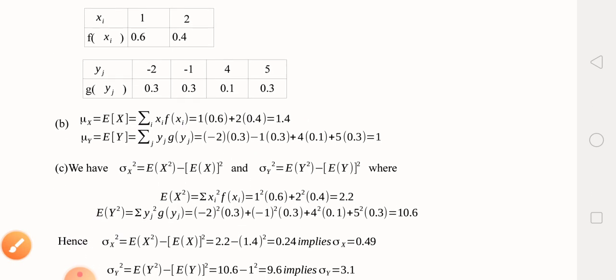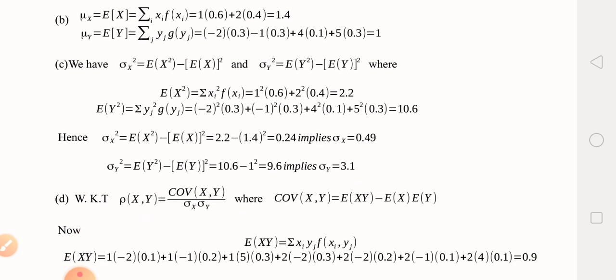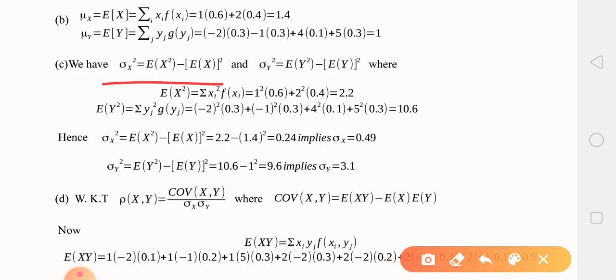Now we have to calculate the standard deviations of x and y. First we will find the variance, and afterwards we can find the square root. So variance of x is given by expectation of x square minus expectation of x whole square. Variance of y is given by expectation of y square minus expectation of y whole square. We have expectation of x and expectation of y. It remains to calculate expectation of x square and expectation of y square.